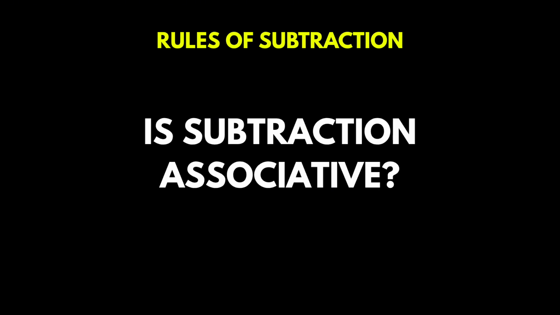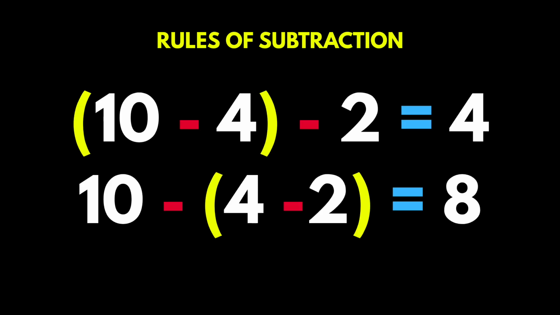The second question is, is subtraction associative? Which in simpler terms means, does grouping matter? 10 minus 4, then minus 2 equals 4. But 10 minus the result of 4 minus 2 equals 8. Different answers. So no, subtraction is not associative either. Grouping changes the result. This is why we follow the order of operations carefully.